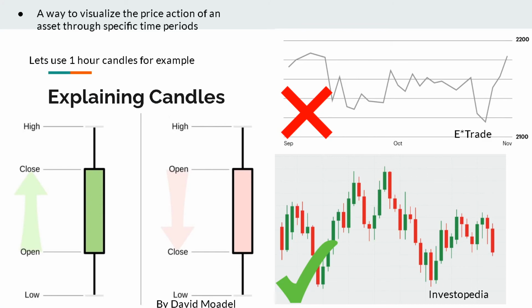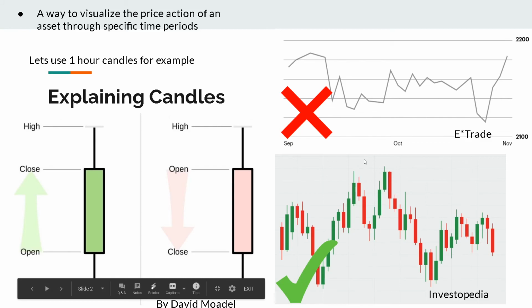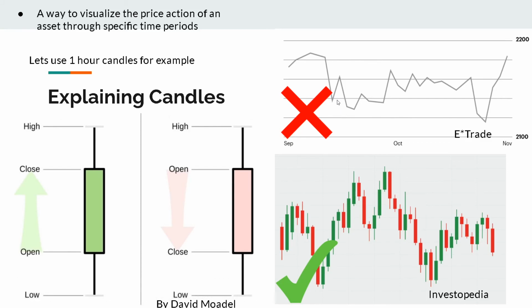Now, what are candles? Candles are a way to visualize the price action of an asset through specific time periods. If you see this chart in the upper right hand corner, that is a line chart, but if you see this chart on the bottom, that's a candle chart. Now, why would you use a candle chart? Well, because it just gives you more information. They're both displaying where the price is moving over time, but here you see a lot more than just a line. So let me explain that.